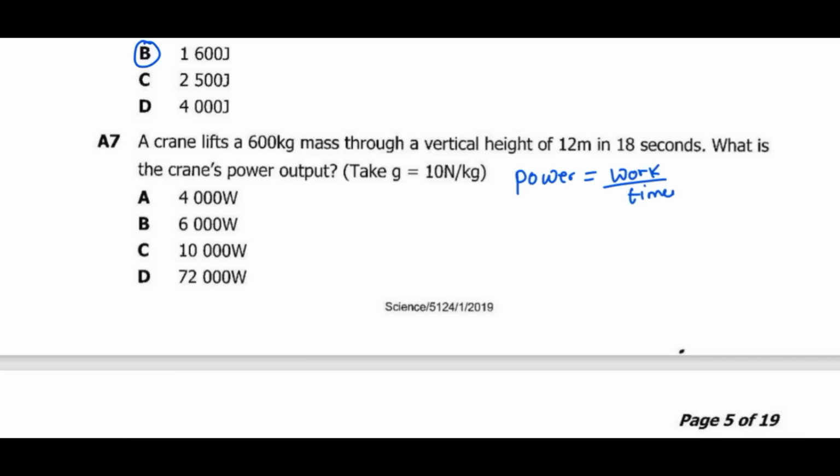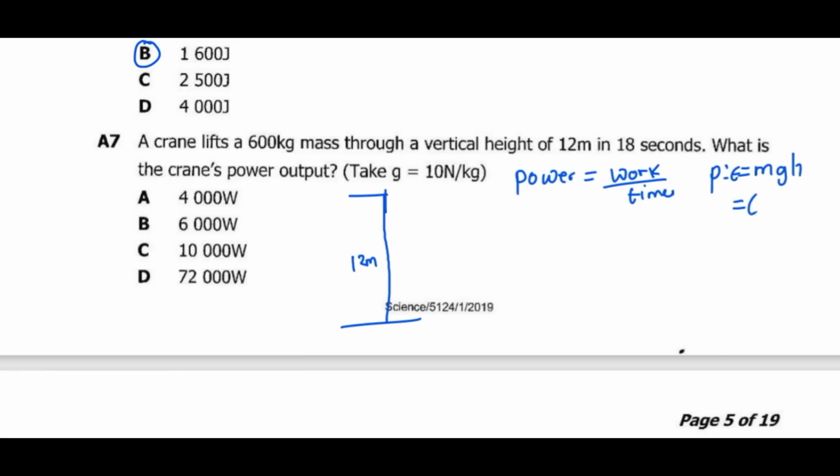So the kind of work that was done was through a vertical height, so it was against gravity. We know that the height is 12 meters. So now how can we find the work done in this? For this one, we just have to calculate the potential energy.